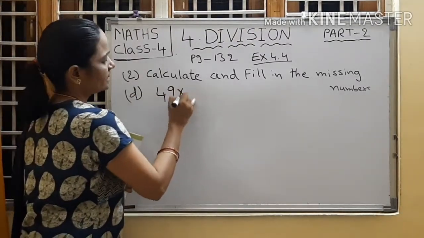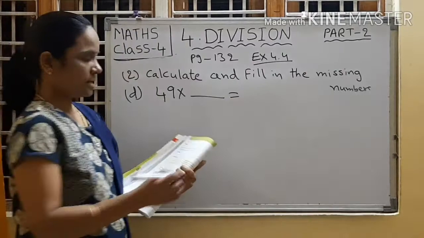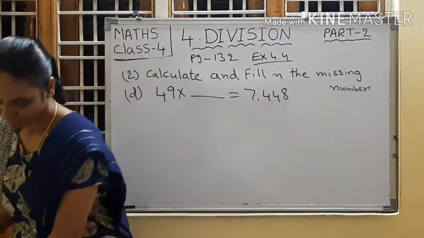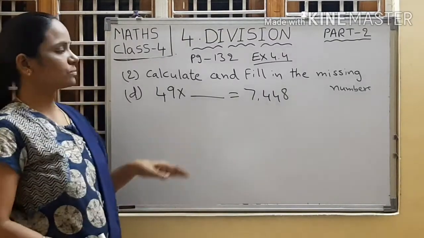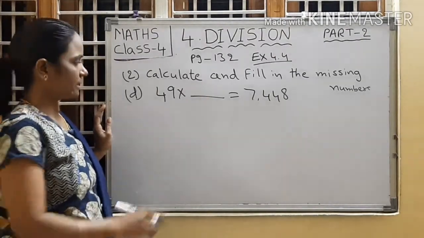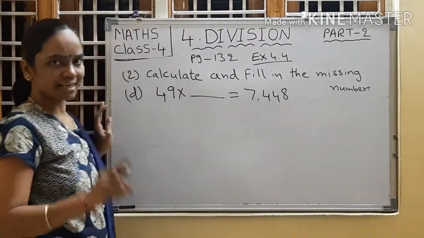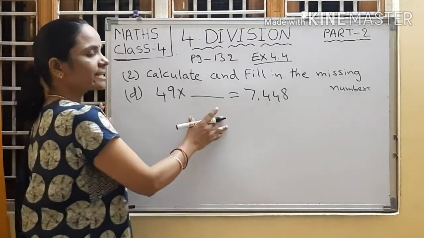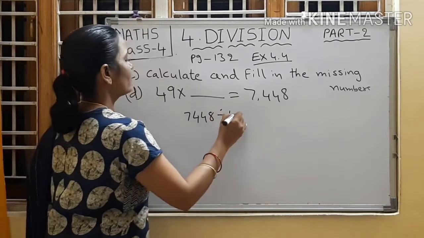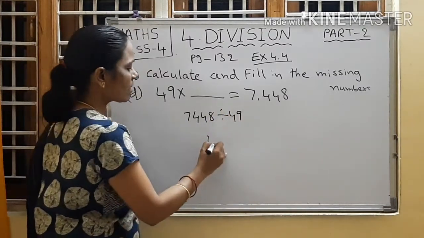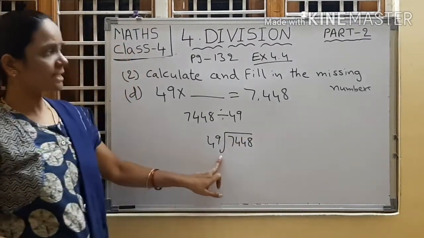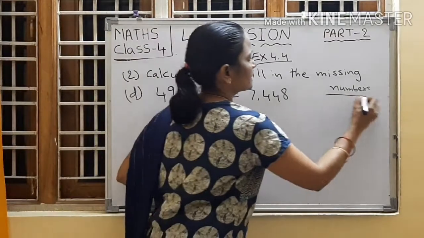49 into dash is equal to 7448. Yes, what we have to do? To fill this missing number, we have to take division, because each multiplication fact has 2 division facts. I am taking one division here, that is 7448 divided by 49. Take this long division, you will get the answer. First write down the 49 table here.